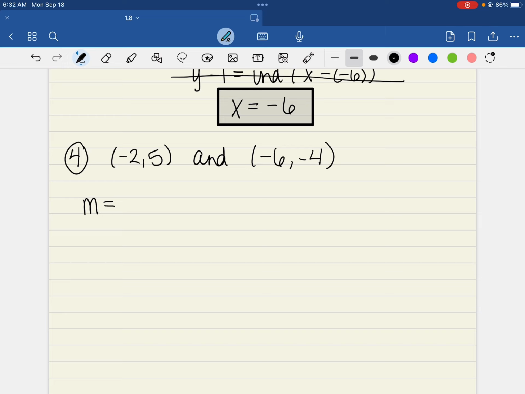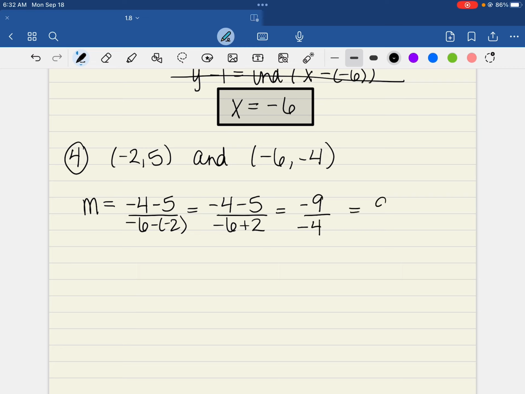So, using our formula, y2 minus y1 divided by x2 minus x1. On the bottom, that gives me a double negative. So simplified on top, we get -9 divided by -4. And a negative divided by a negative is a positive. So we should have gotten a slope of 9/4.